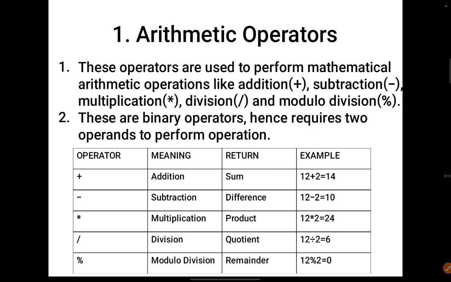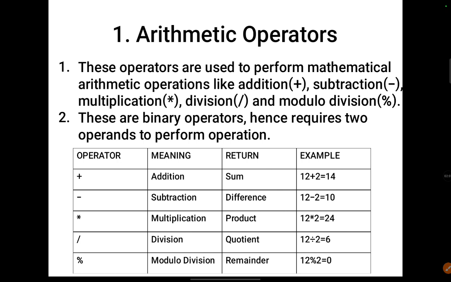Operator plus is the symbol. The meaning of the symbol is addition. It returns the sum. Example, 12 plus 2 is equal to 14. Minus, the meaning of the symbol is subtraction. It returns the difference between two operands. 12 minus 2 is equal to 10. Multiplication, the asterisk symbol denotes multiplication. It returns the product. 12 into 2 gives 24.